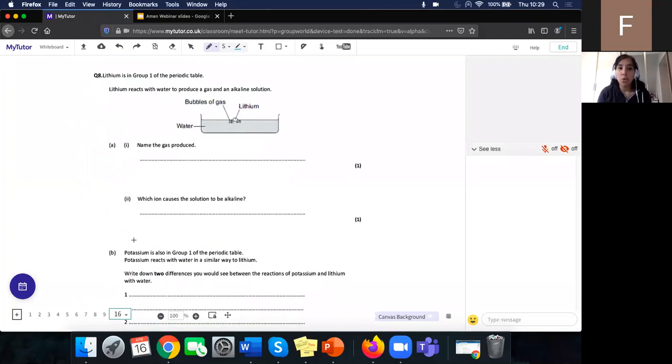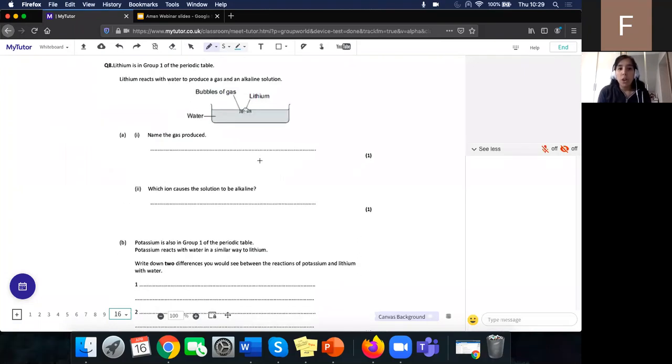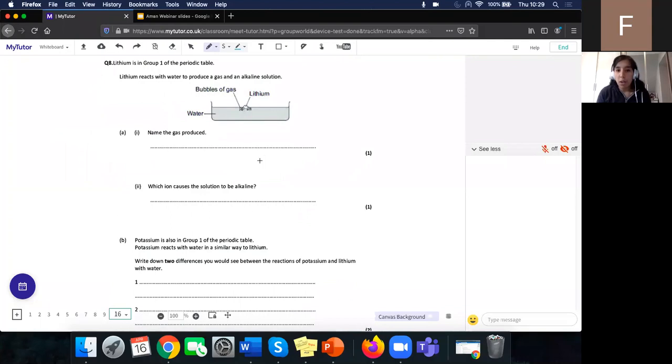All right, lithium is in group 1. It reacts with water to produce a gas and an alkaline solution. So does anyone remember which gas is produced when we react a group 1 element with water? Excellent, very well done. It's hydrogen. Which ion causes the solution to be alkaline? So does anyone know, we didn't cover this, but does anyone know which ion causes the solution to be alkaline? Excellent. It's hydroxide. Well done. Very well done. Hydroxide is alkaline.